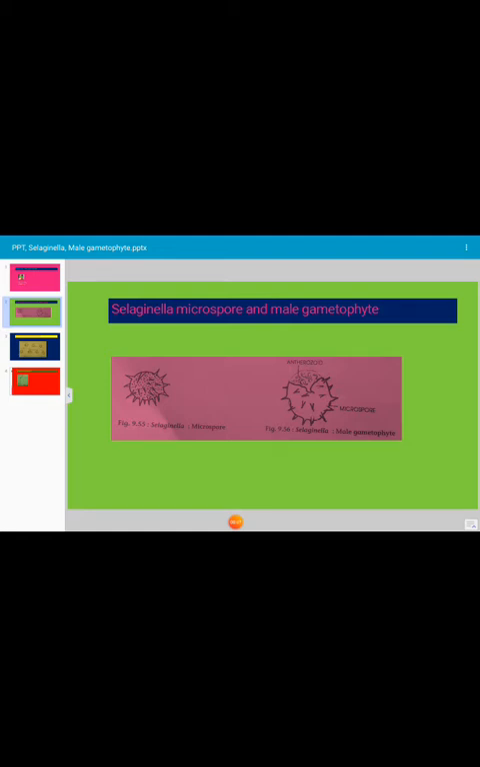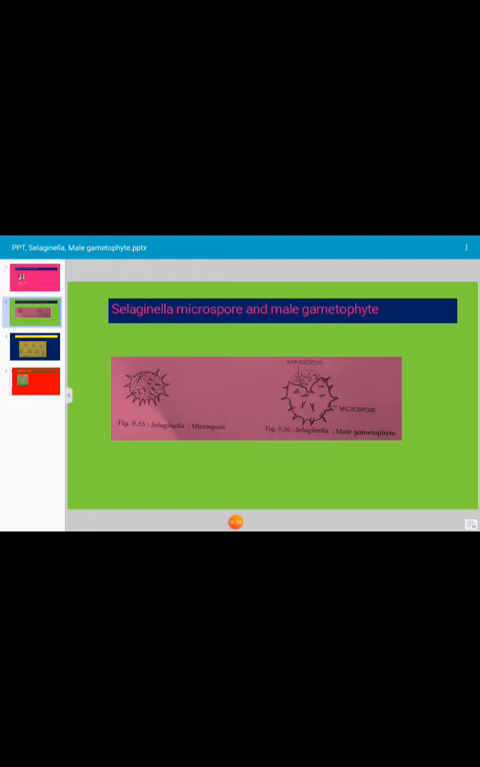These spores develop into gametophytes up to a particular stage inside the sporangium before they are shed. The gametophytes are thus endosporic. Let us see the details of the microspore and male gametophyte of Selaginella. The microspore germinates in situ, that is, it germinates inside the sporangium.